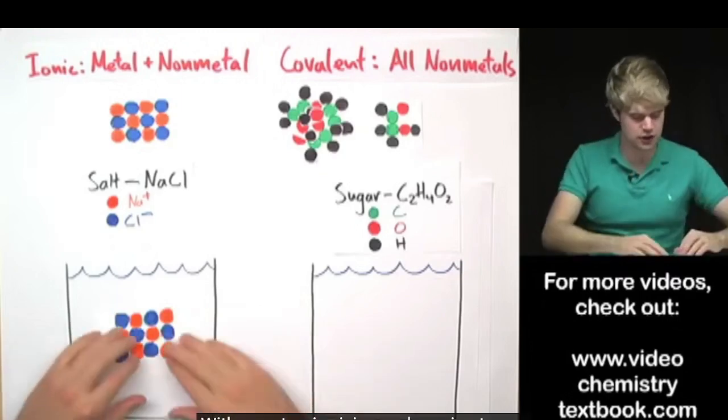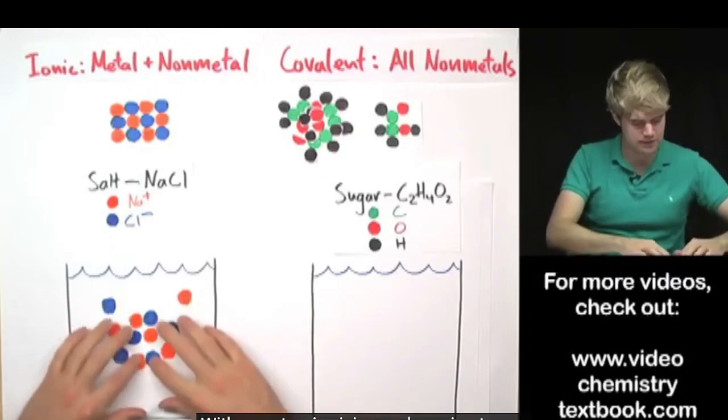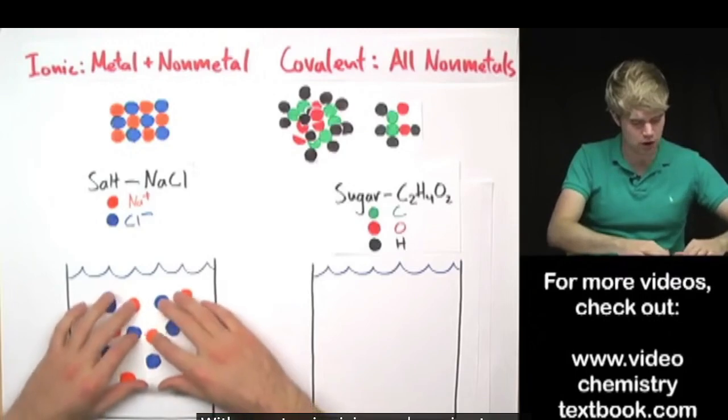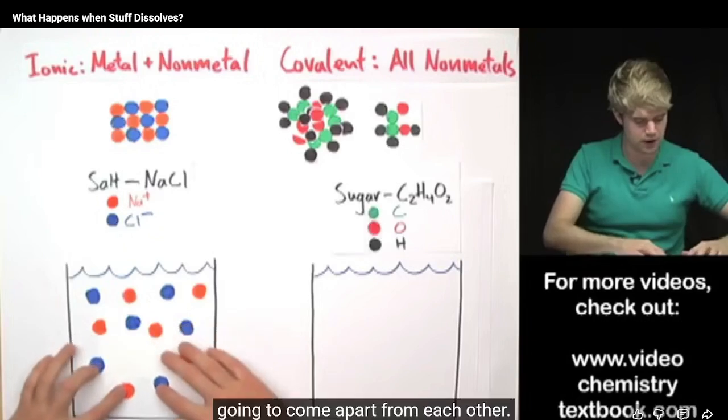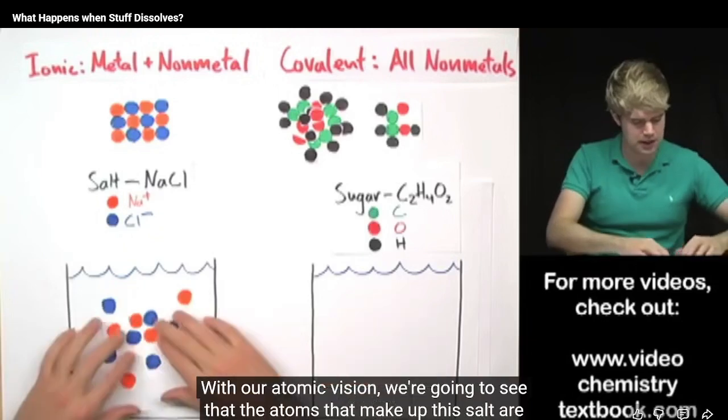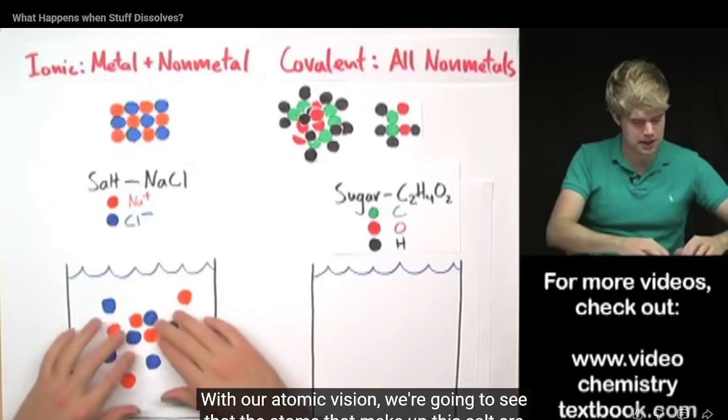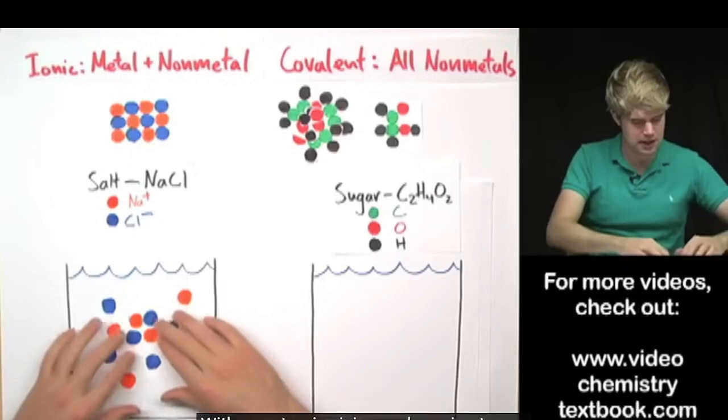With our atomic vision, we're going to see that the atoms that make up this salt are going to come apart from each other. He actually said something there that was a little bit incorrect. He said that the atoms that make up this salt are going to move apart from each other. Anyone know what's a little bit incorrect about that statement? Pardon me? Molecules, probably not that. Molecules, not atoms? No, but good guess.